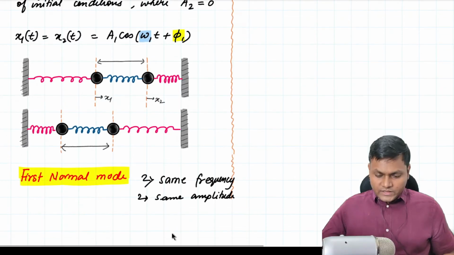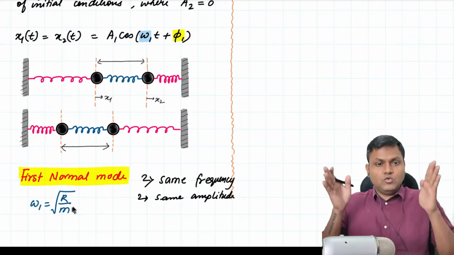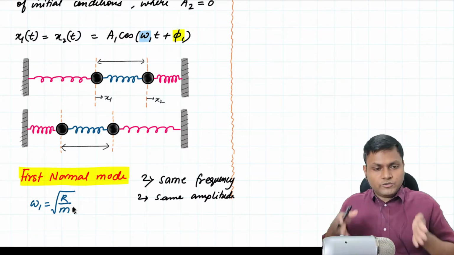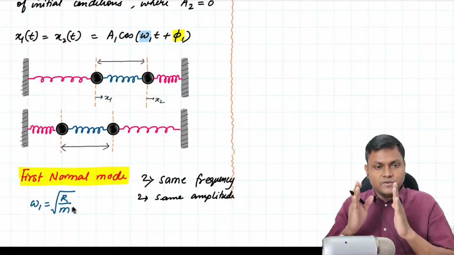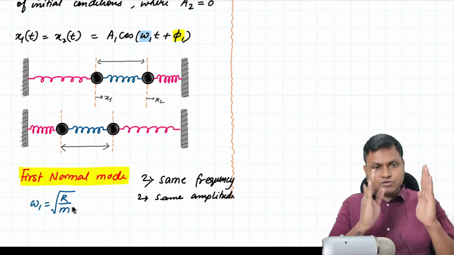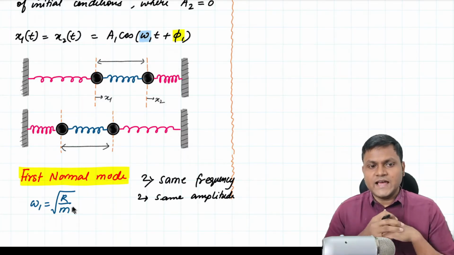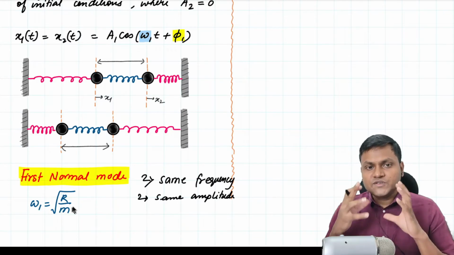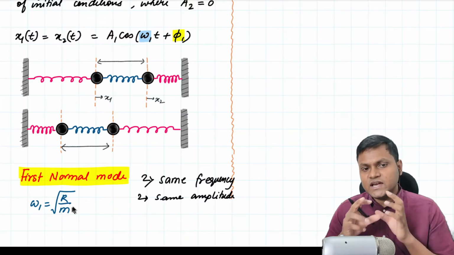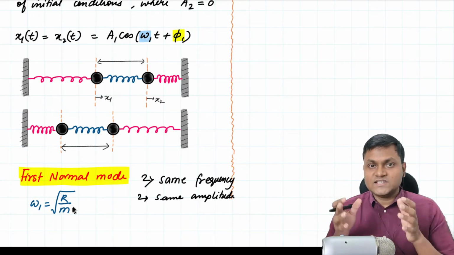As is quite evident from the equation, the angular frequency omega 1 is the root over k upon m. So as you can see, it is only the spring constant of the outer springs that is contributing towards the angular frequency and not the spring constant of the inner spring, because the inner spring remains unstretched due to this kind of motion. So the normal mode is generally defined as that kind of state of coupled oscillators in which, under specific initial conditions, the entire system starts executing simple harmonic oscillations of a distinct frequency.